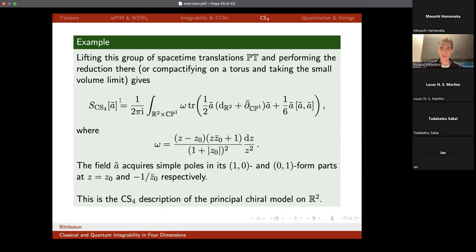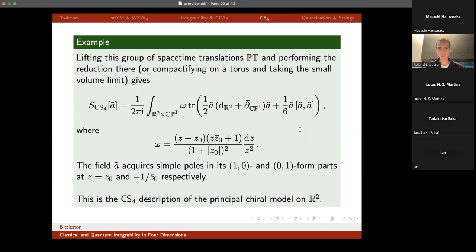So this A tilde is, I should say, okay, let's start with the space. R squared here is the space of the 2D integrable model on which it lives. CP1 is where the spectral parameter lives. A tilde is a connection, which is a full connection in this R squared direction, where the theory is going to be topological, and it's holomorphic in the CP1 direction.